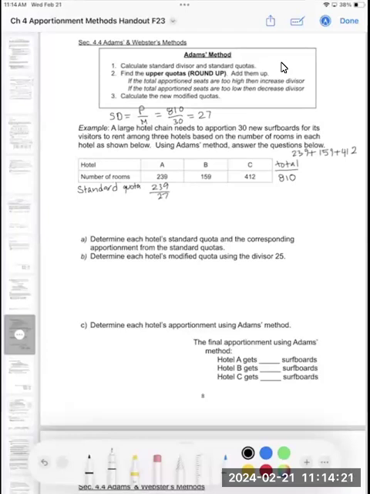And I get 88.52. So I wrote that so you guys see what it did, but I'm actually just going to write the standard quota here. The answer, 88.52. Okay, then I'm going to do 159 divided by 27, and I'm going to do 412 also divided by 27. But I'm going to quickly calculate what the answers are and just write them there.